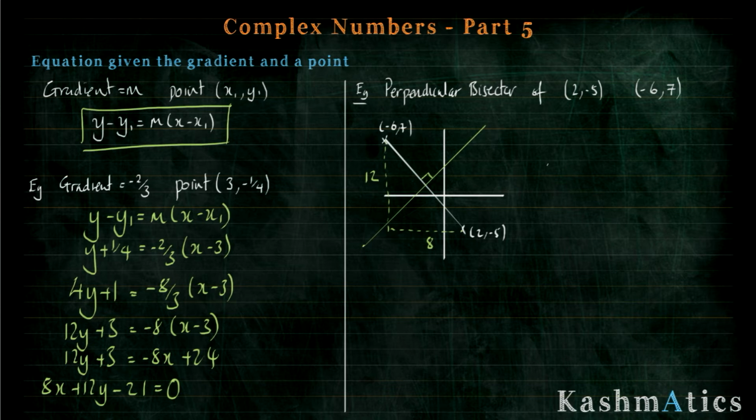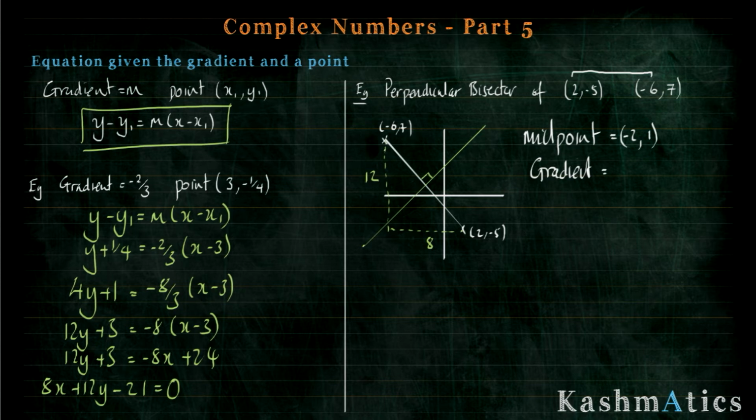One of the first things we can do is work out the midpoint of these. So the midpoint is equal to, now if you remember, you take the mean of the 2 x coordinates, so 2 add minus 6 makes minus 4, divided by 2 is minus 2. And minus 5 and 7 is 2, and divide that by 2 gives me 1. So that's the midpoint.